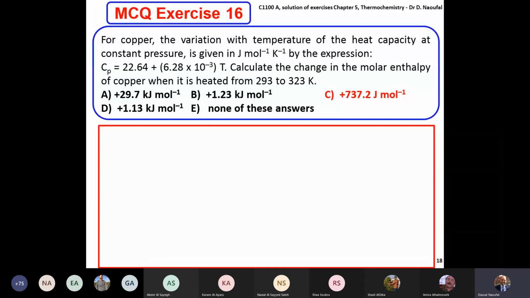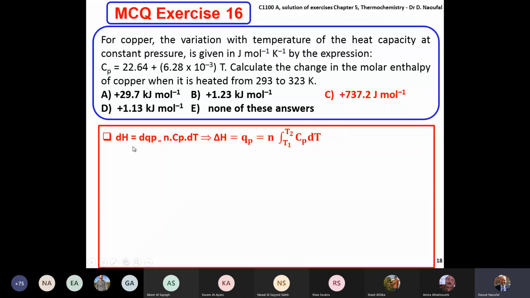Exercise 16. For copper, the variation with temperature of the heat capacity at constant pressure is given in joule mole minus 1 Kelvin minus 1 by the expression Cp equal function of the temperature. In this exercise, the Cp is temperature dependent. Calculate the change in the molar enthalpy of copper. So he wants to calculate delta H for this process.